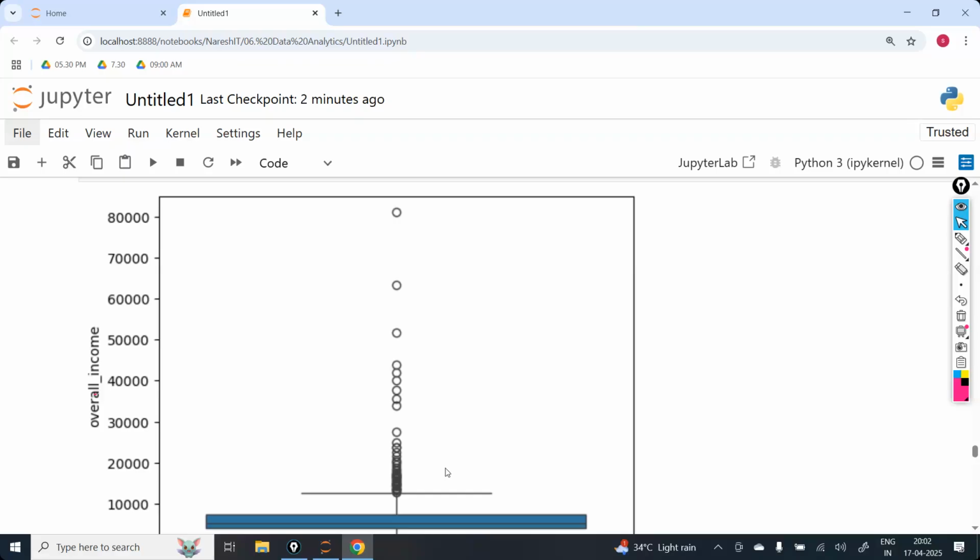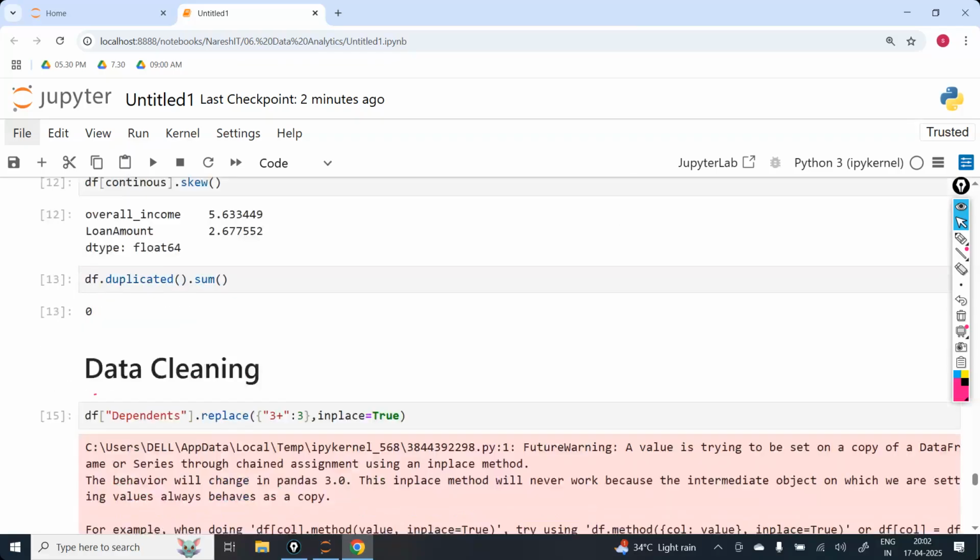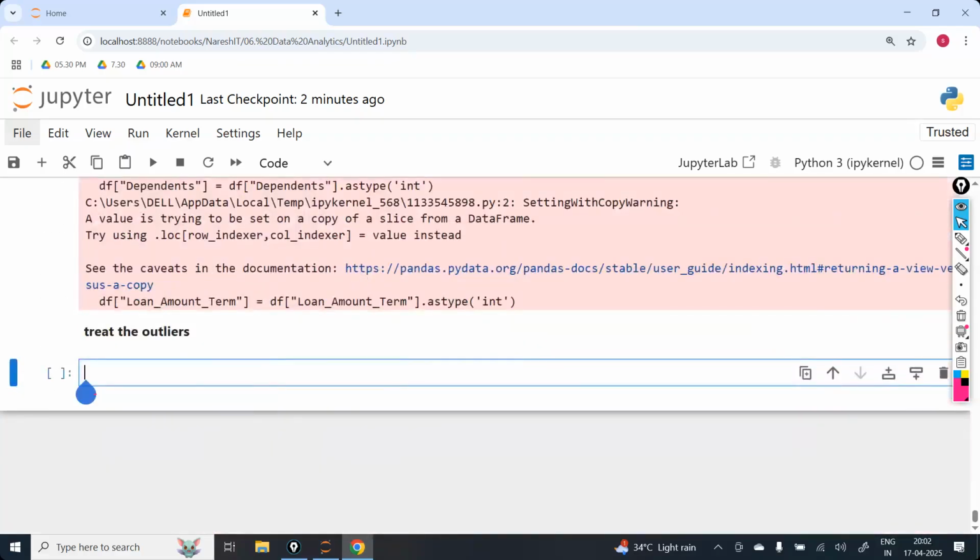So now in this case, tell me what I have to do with the outliers according to you. Should I replace them? No. What I have to do? Retain the outliers. That is the option. So in this case, we have to retain the outliers within the income column.